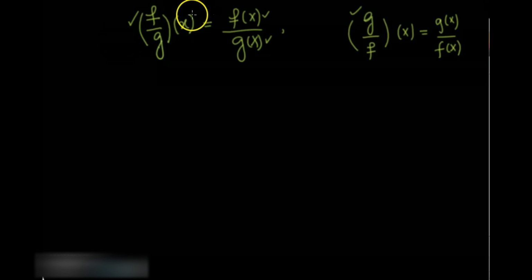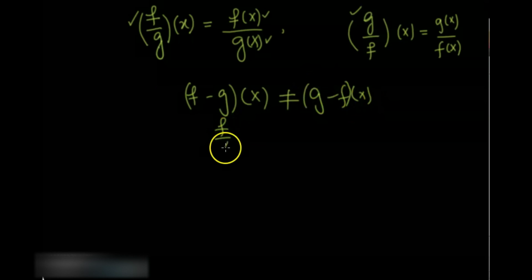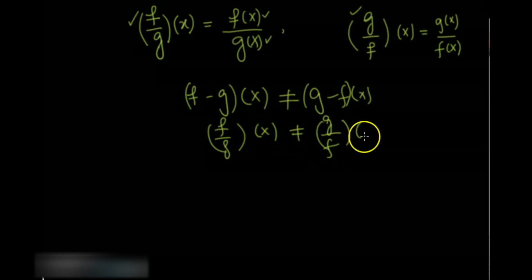In the case of addition, the sum of two functions f plus g is the same as g plus f, and fg and gf in the case of product is also the same. But in the case of difference, f minus g is not equal to g minus f, and similarly f over g is not always the same as g over f. So you have to be careful in that case. So without any delay, let's talk about the quotient of two functions.